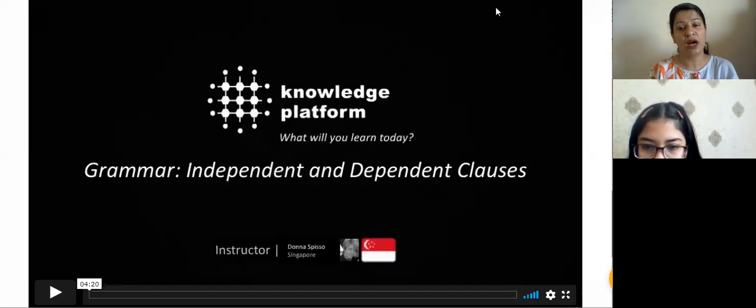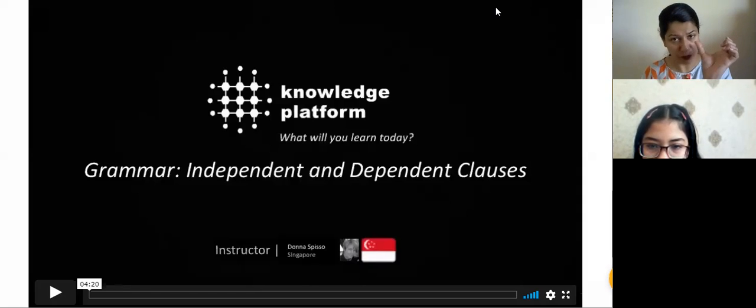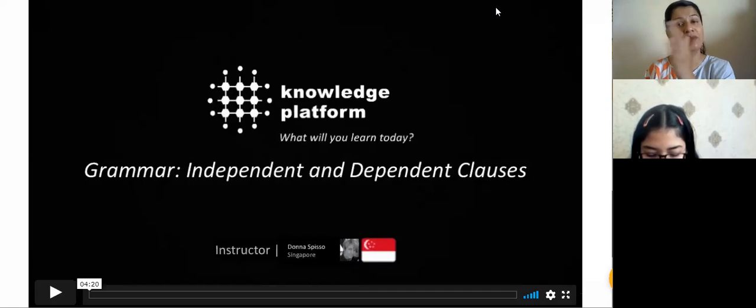Independent clauses convey the meaning completely on their own. They do not need any extra information, or any extra help, to convey the meaning. Whereas the dependent clause, although it makes sense, requires the help of the independent clause to convey its meaning.